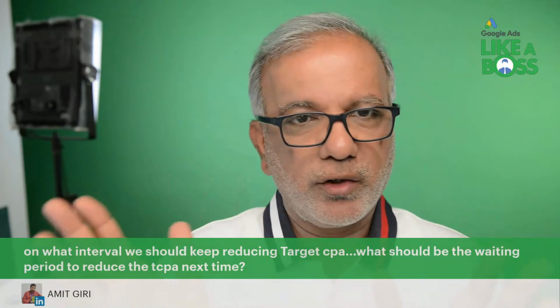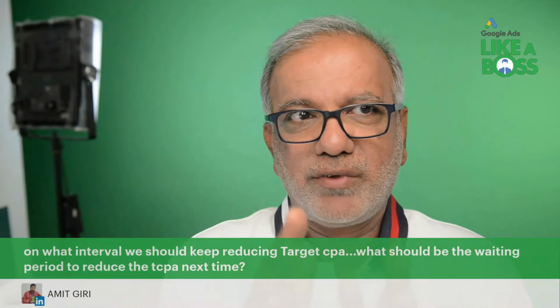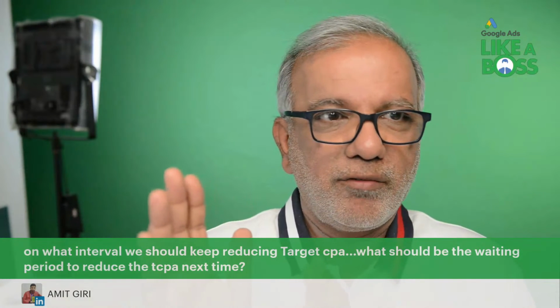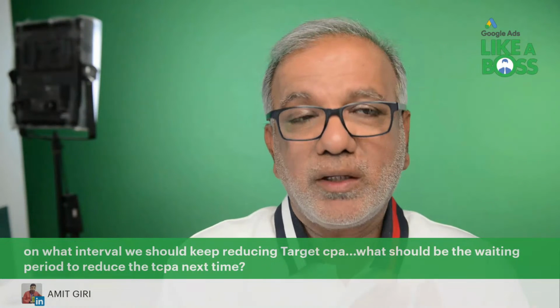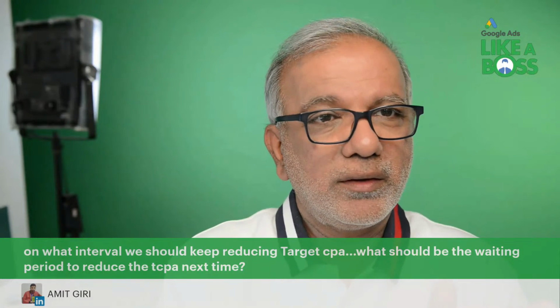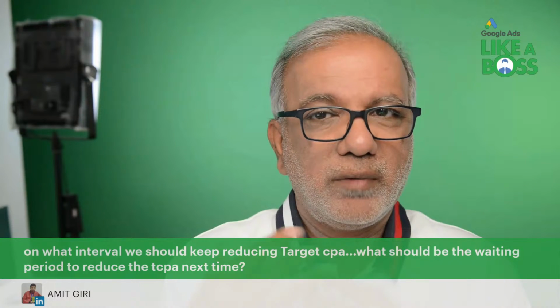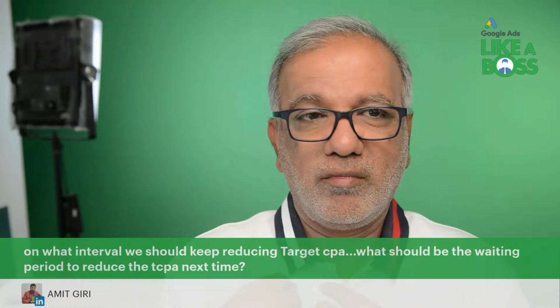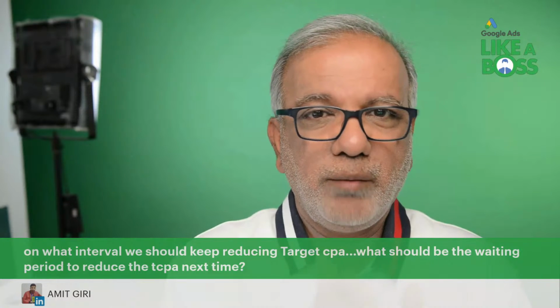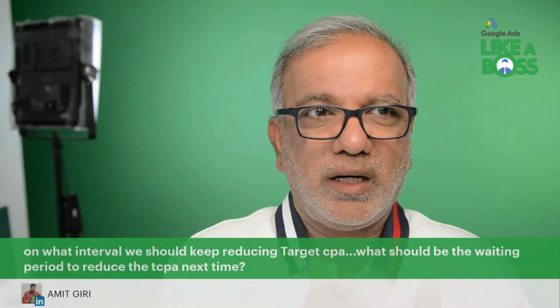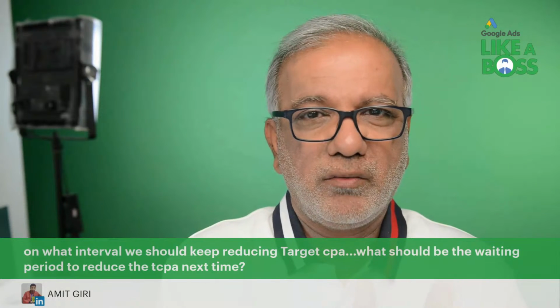Let's say, for argument's sake, I've set my target CPA at $50 and I'm getting my actual conversions at $30. I won't touch it. That's how I would do it. It would be tempting to bring it down and keep nudging it because I know I'm within my KPIs. Why do I want to touch it?